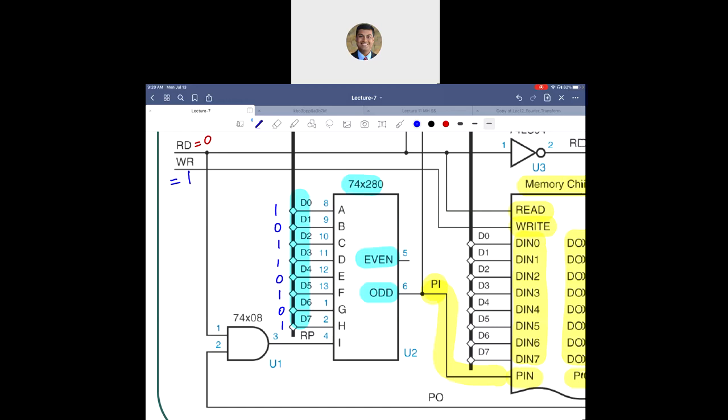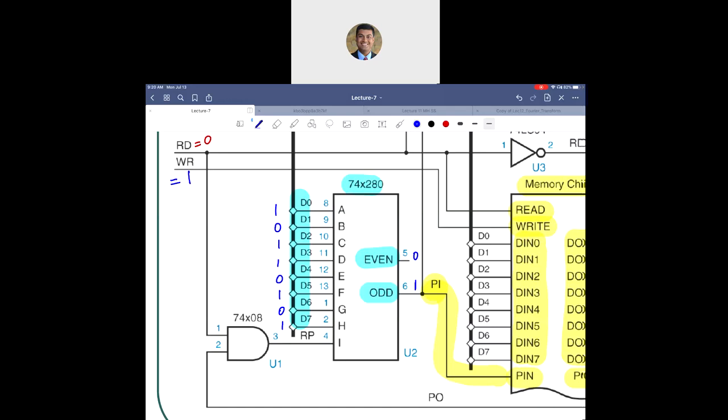Alex says it has odd parity. So let us quickly count the number of ones: 1, 2, 3, 4, 5. Exactly 5, so again, odd parity. If it has odd parity, then this pin will be 0, this pin will be 1. So pin number 6 is 1, pin number 5 is 0. Logic 0 and 1.